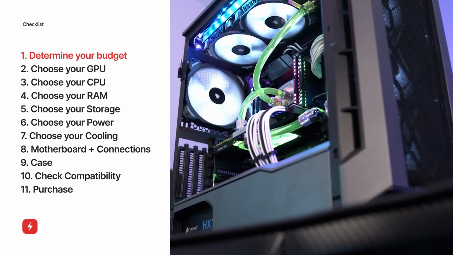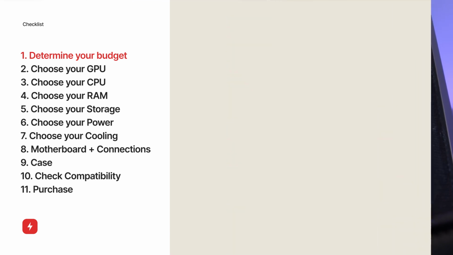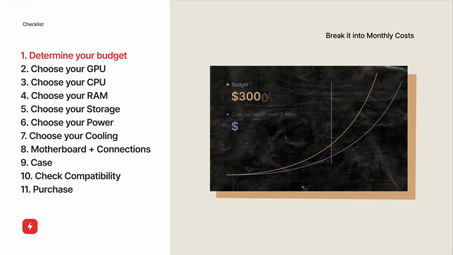You could also break the price down into a monthly cost to help justify the budget. If you go for a budget of $3,000, for example, that's about $83 per month over 3 years. So sometimes it can help to look at it that way instead.